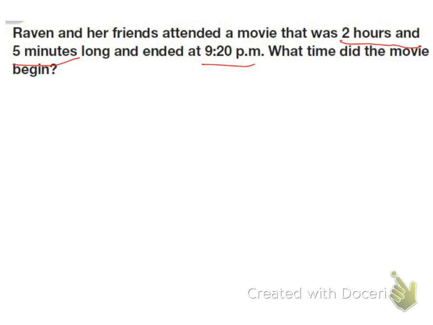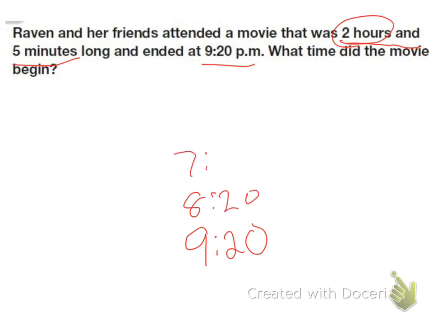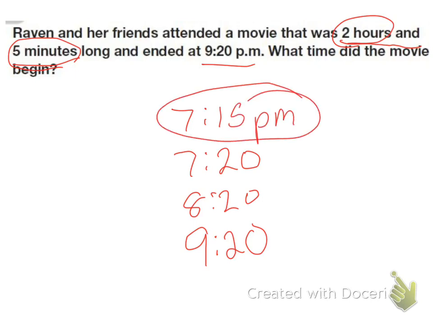So to do this, we're going to count back. So we have 9:20, and so I'm going to count back 2 hours. So that'd be 8:20 and then 7:20. Then I need to count back 5 more minutes. So we'd go from 7:20, 5 minutes before that would be 7:15. So my answer is 7:15 p.m. And that's when the movie began.